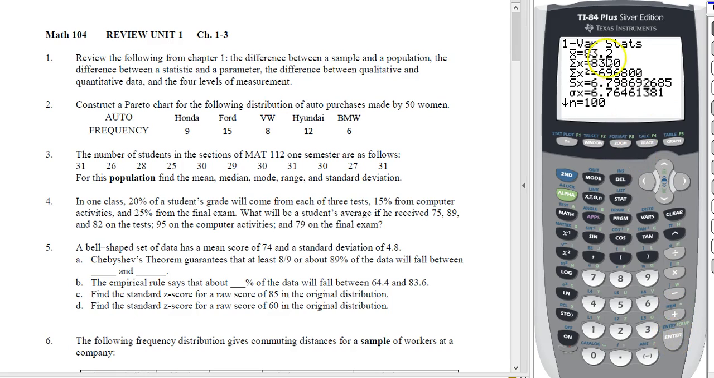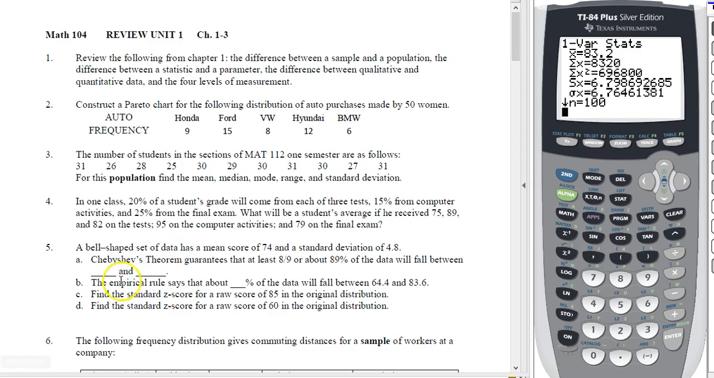X bar, as usual, is the mean or average of that data. So that gives the average grade weighted by those percentages, 83.2. Here's where you could also give a standard deviation if they asked for it, for a frequency distribution or weighted grade. But this one just wanted 83.2.